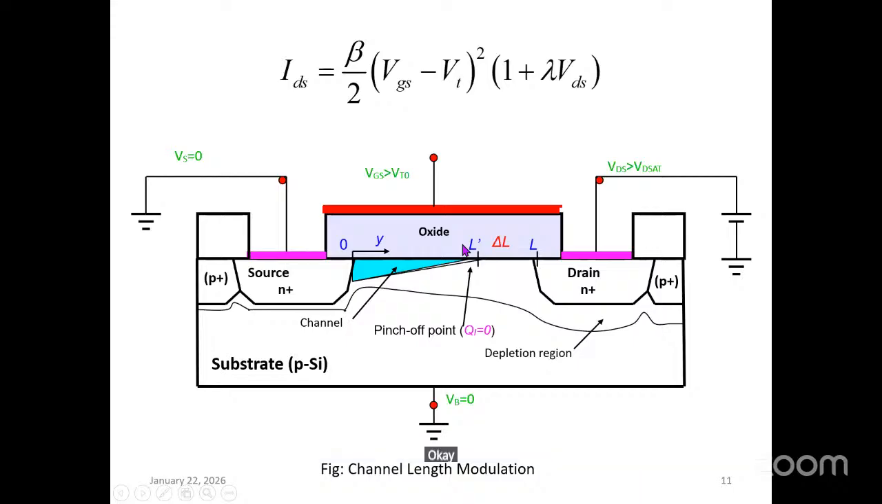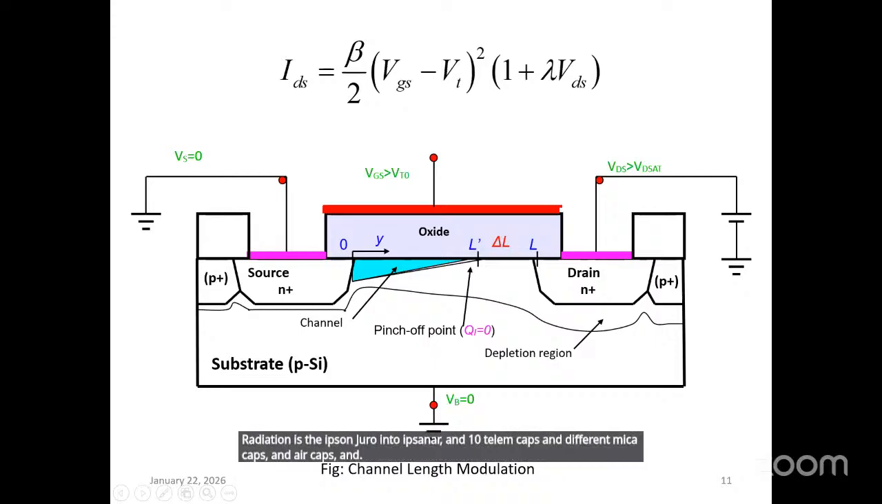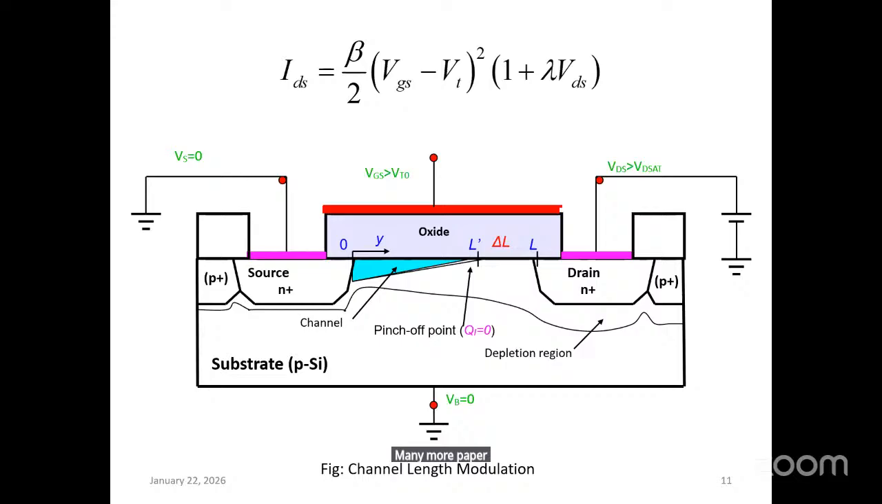If you may remember, in parallel plate capacitors, the capacitance value is given by epsilon A by D, where epsilon is epsilon 0 into epsilon R, in tantalum caps, mica caps, air caps, paper caps, and many more. Every dielectric material has its own different value of epsilon R, and therefore capacitance, meaning the capability to store charge, will vary.